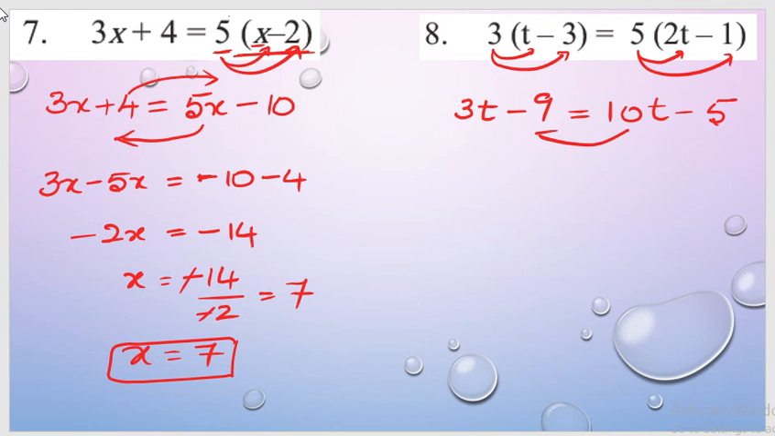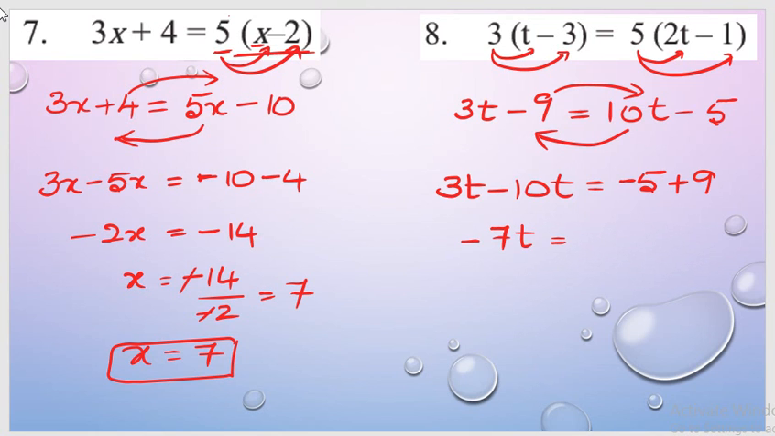Now transpose this minus plus 10t to left hand side and minus 9 to right hand side. So then what I am going to get? 3t minus 10t is equal to, so already minus 5 is present on right hand side, so minus 9 will become plus 9. So 3t minus 10t is nothing but minus 7t is equal to 9 minus 5. So 9 and minus 5 is nothing but 4. So from this t is equal to 4 by minus 7. So the answer is t is equal to 4 by minus 7.